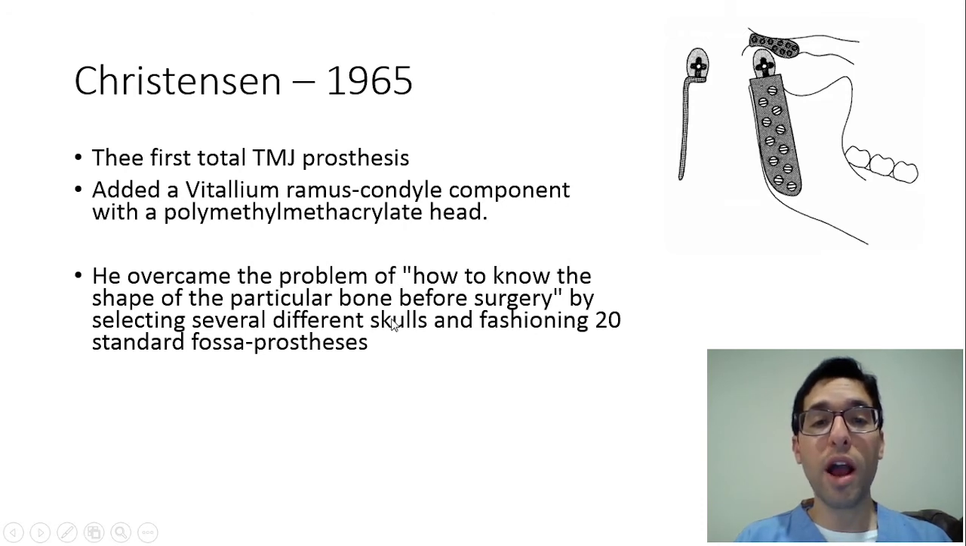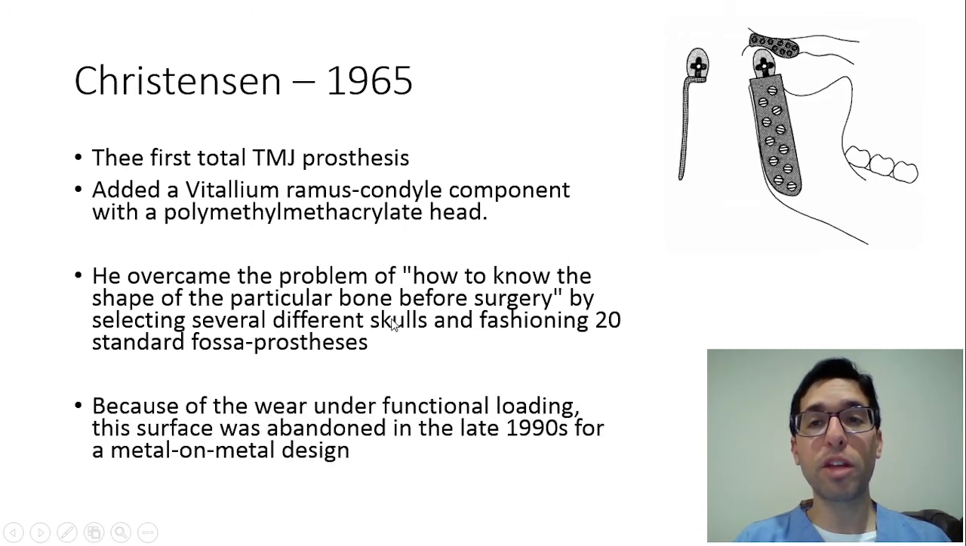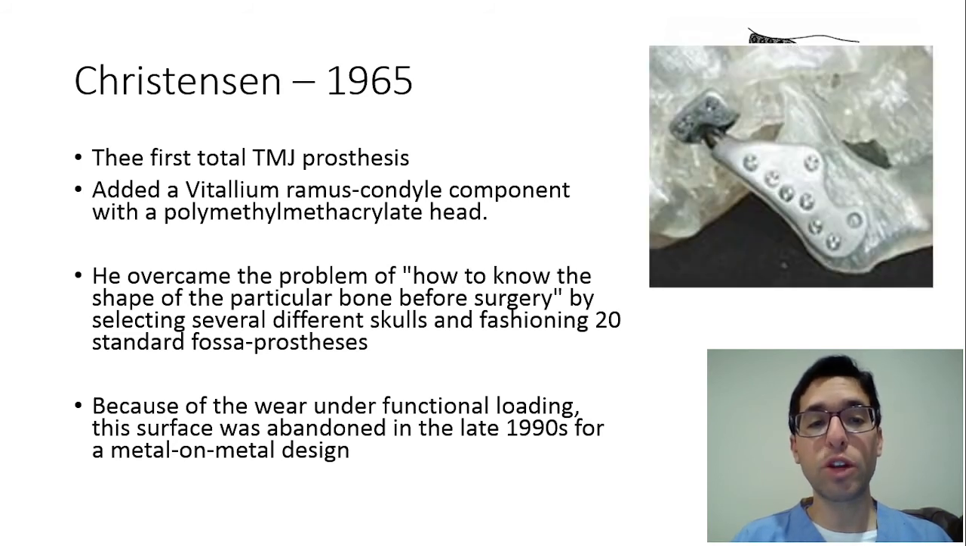That worked for a while, and then over time he noticed that the polymethyl methacrylate started to wear down, so he switched it to metal on metal. And there is a modern day Christensen prosthesis, and believe it or not, the test will sometimes ask you about materials, and this is an old question I saw. The Christensen prosthesis is chromium cobalt on chromium cobalt, or a metal on metal prosthesis, and that definitely is fair game. They love to ask you about weird stuff like that.